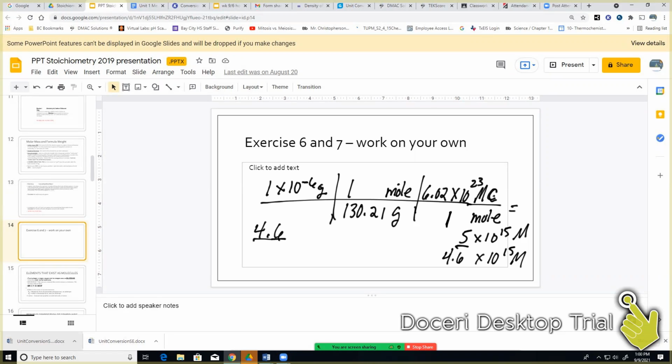And then the other part of it was calculate the number of carbon atoms present. So that's kind of like the one that we did with ions, but now since we're talking about a covalent compound, I know this was supposed to be molecules, right? So I know I have 5 times 10 to the 15th molecules.